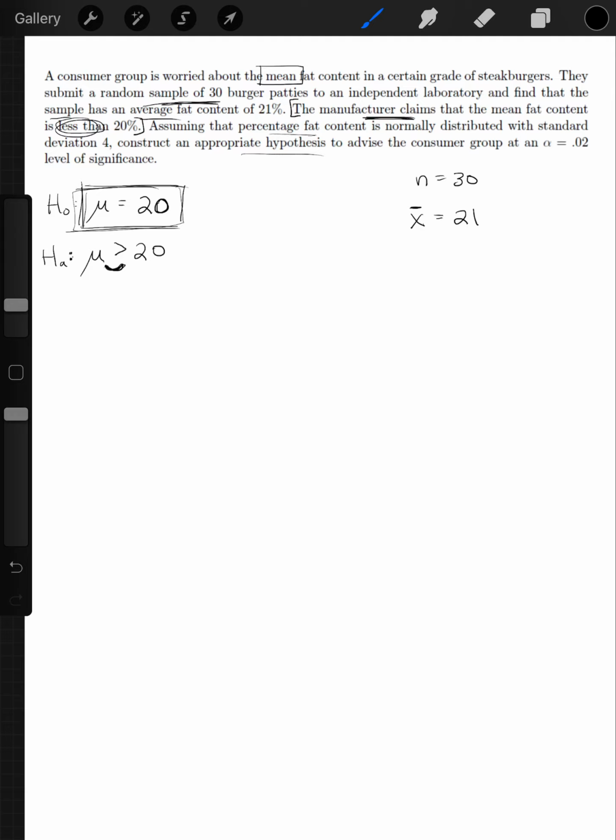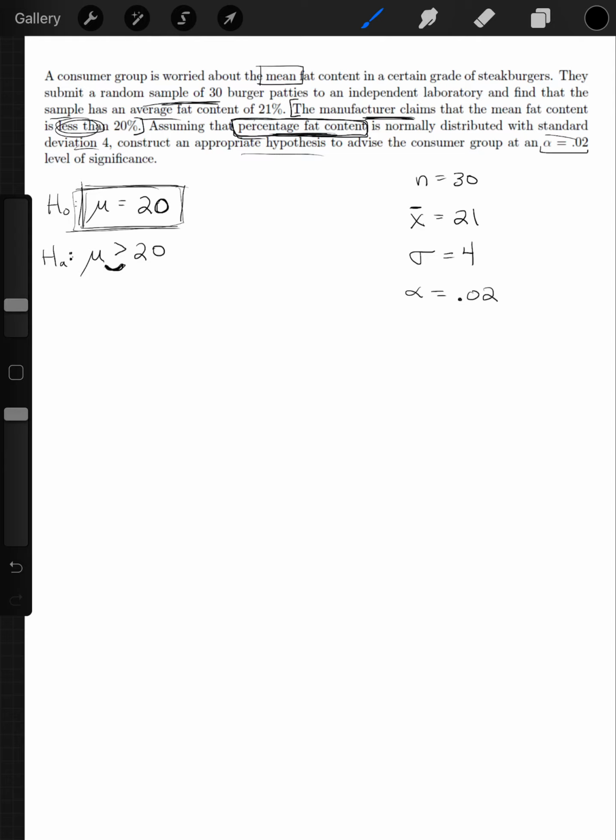So moving on from that, percentage fat in general here, we're assuming has a specific standard deviation. That was not information about our sample. That was information given about the population, because this is just a statement about percentage fat content in general, right? It's not talking about our sample specifically. And again, it just gives us an alpha straight off. And so those are our hypotheses. That's all the data we can get from this word problem.